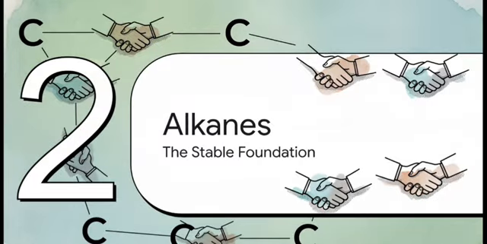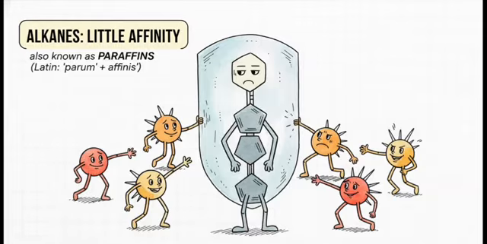All right, let's start with the foundation, the most basic branch of the family, the alkanes. The best way to think about their single bonds, it's like a firm, stable handshake in the world of chemistry. And because of that firm handshake, alkanes are super stable. They're not very reactive. They kind of just like to keep to themselves. In fact, their old nickname was paraffins, which comes from the Latin for little affinity. Basically, they're not too interested in mingling at the chemical party.